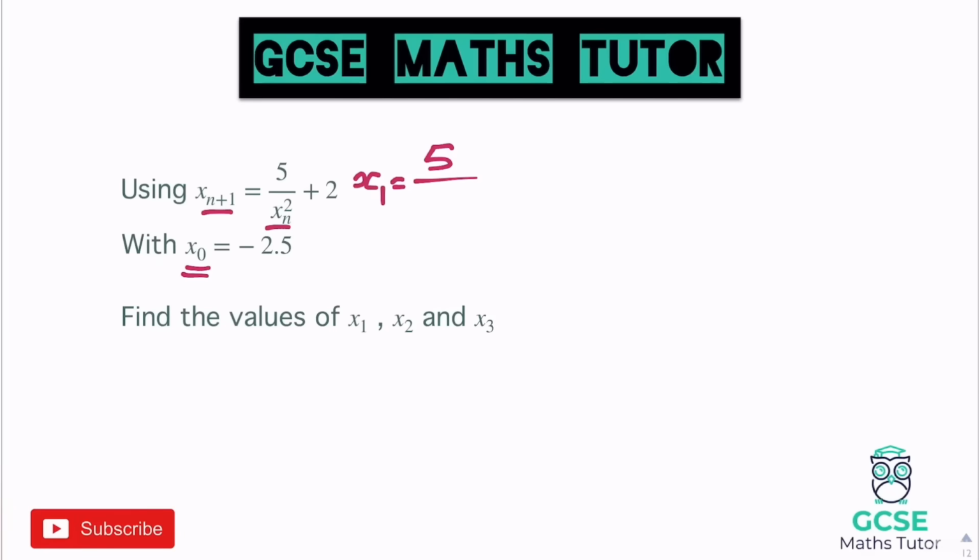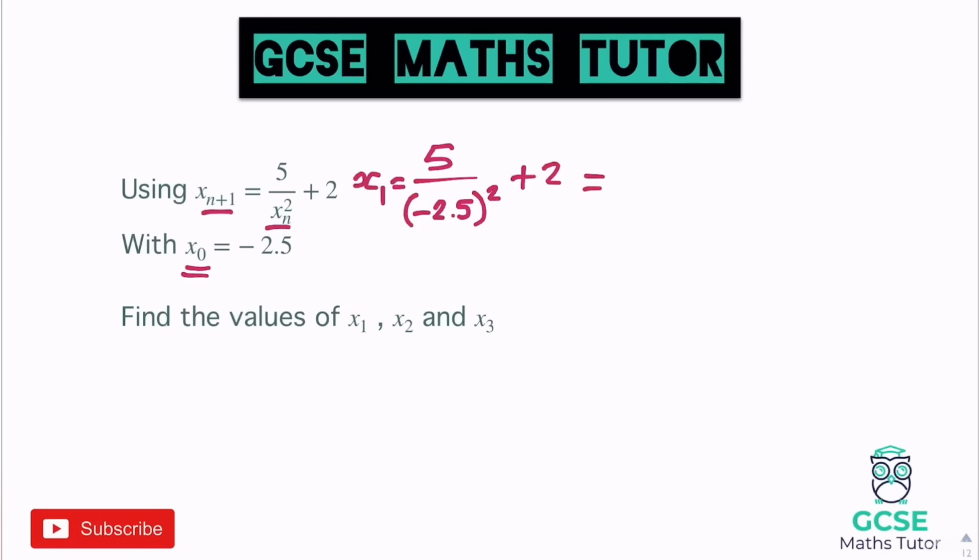5 divided by the current number squared, so negative 2.5 squared. And again, you've got to be super careful here because you've got to put this in a bracket. So the current number squared, so when we're putting a negative number in, we want to put it in a bracket. And then plus 2. So to find the current solution, or the next solution, you do 5 divided by our starting number squared and add 2.